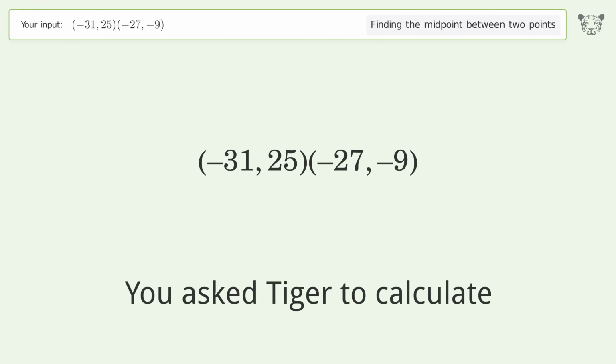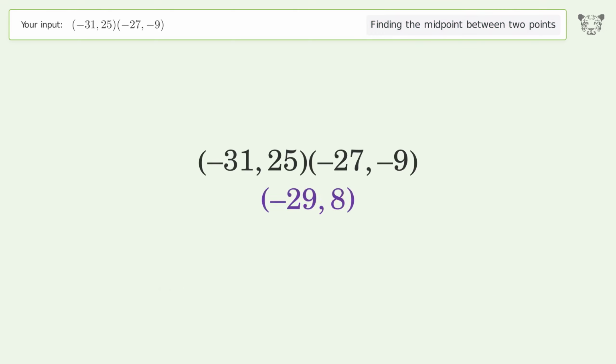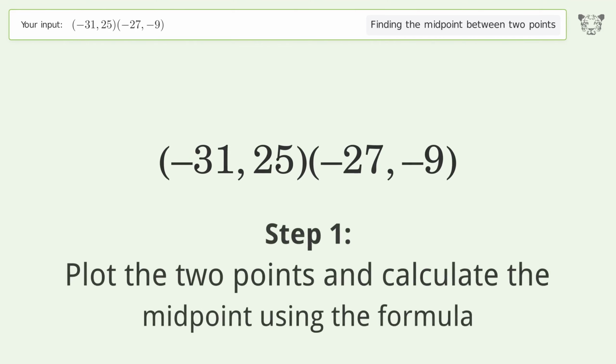You ask Tiger to calculate. This deals with finding the midpoint between 2 points. The midpoint between the 2 points is negative 29, 8. Let's solve it step by step. Plot the 2 points and calculate the midpoint using the formula.